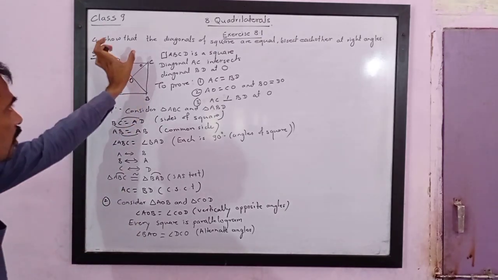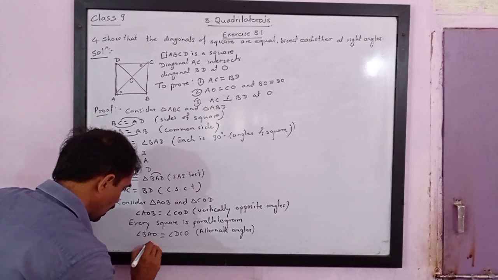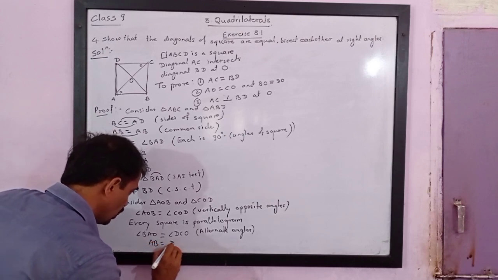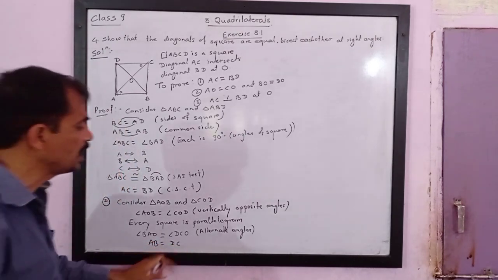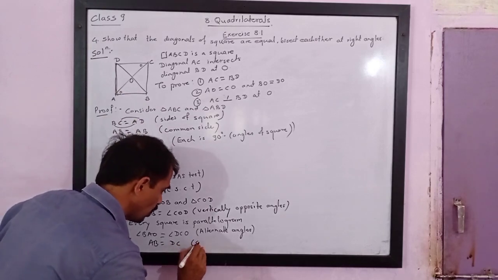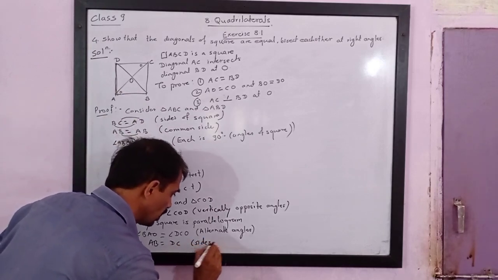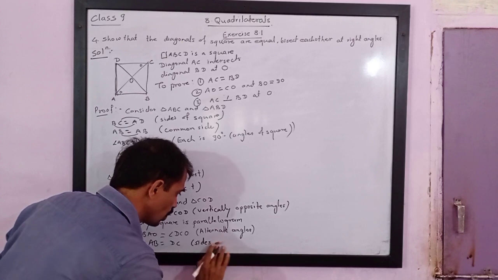Now AB equals DC. The reason is they are sides of the square. All sides of a square are equal.